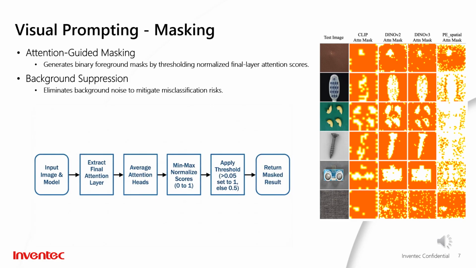To solve this, we extract the final attention layer from the backbone itself. As you can see in the heat map examples, models like DINOv2 naturally focus on the object foreground. We normalize these attention scores and apply a threshold. This generates a binary mask that suppresses the background. By applying this mask to our anomaly score map, we eliminate interference from the conveyor belt or table surface, ensuring the model only hunts for defects on the object itself.